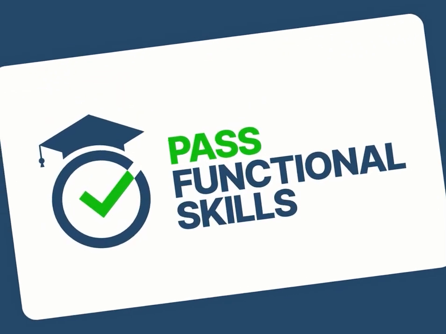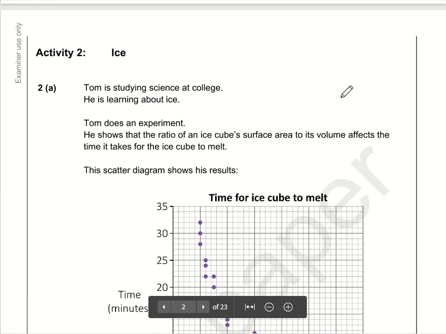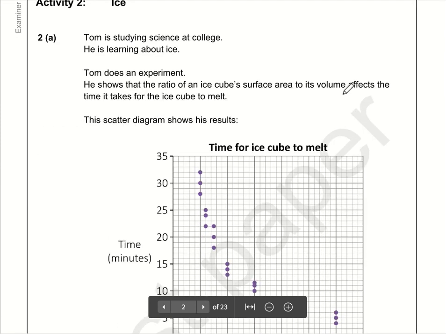Here are the video solutions for NCFE Level 2 Functional Skills Maths. This is section B, which is the calculator section, and this is from October 2019. So let's take a look at question 2A.